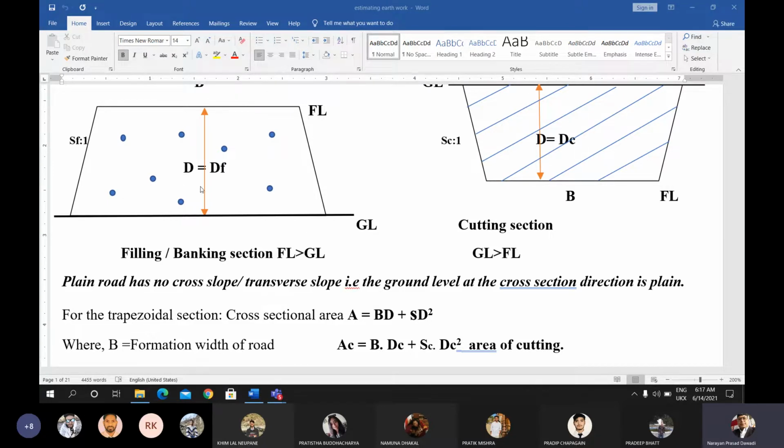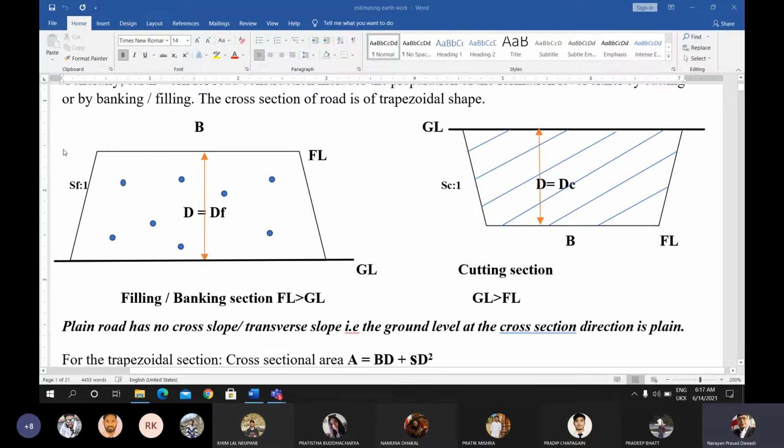And for the trapezoidal section, you can find the area of this cross section by using the trapezoidal formula. The area of this section may be BD plus SD square. S is the side slope. The side slope for filling is taken as SF, and the side slope of cutting is taken as SC. S is to 1, this is the horizontal is to 1. This is the slope. Okay.